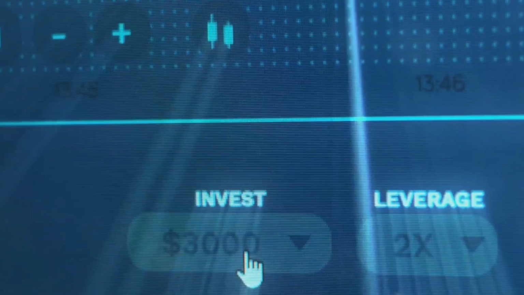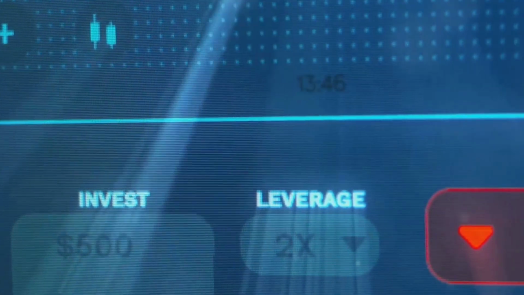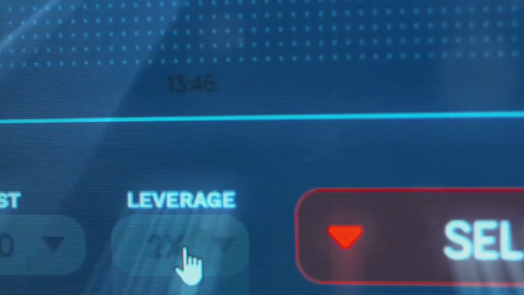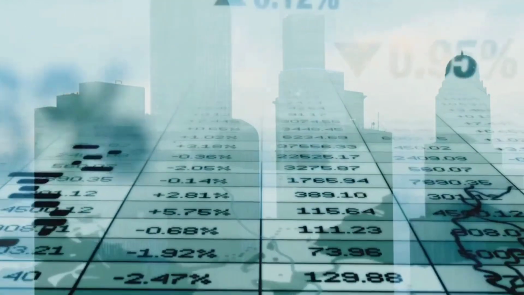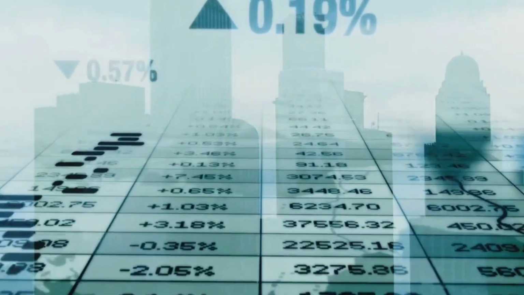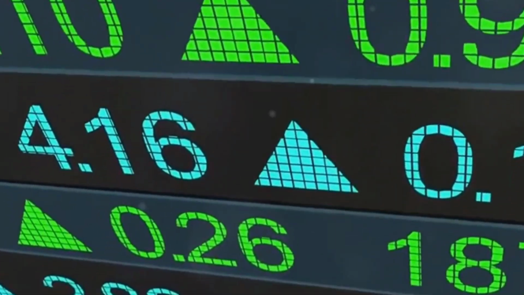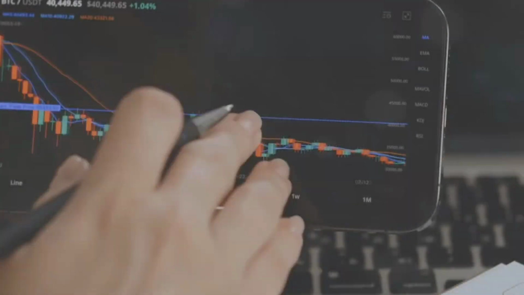This ratio measures a company's debt compared to its equity. If a company is heavily indebted, it could be risky, especially if interest rates rise. Return on equity, ROE. ROE tells us how effectively a company uses shareholders' money to generate profits. A high ROE indicates efficient management.